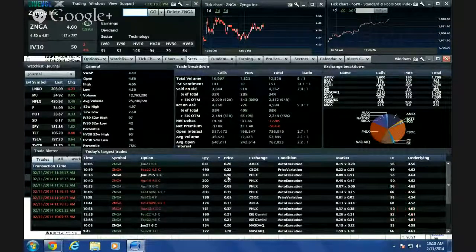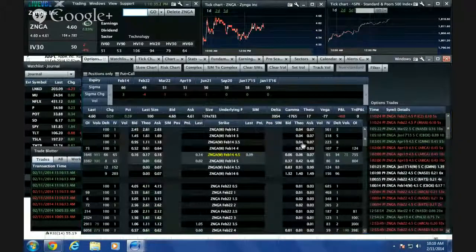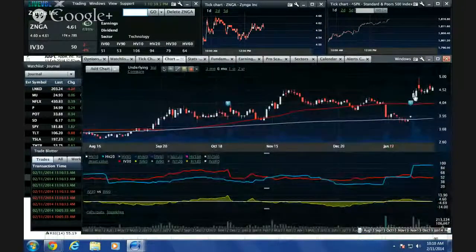stats right here, you can see people buying some calls, some people are sellers of some calls, but basically it's been relatively bullish on the order flow front. You can see 10,000 calls versus 1,000 puts. My thinking is the stock is going to kind of hang around the 4.5 range.